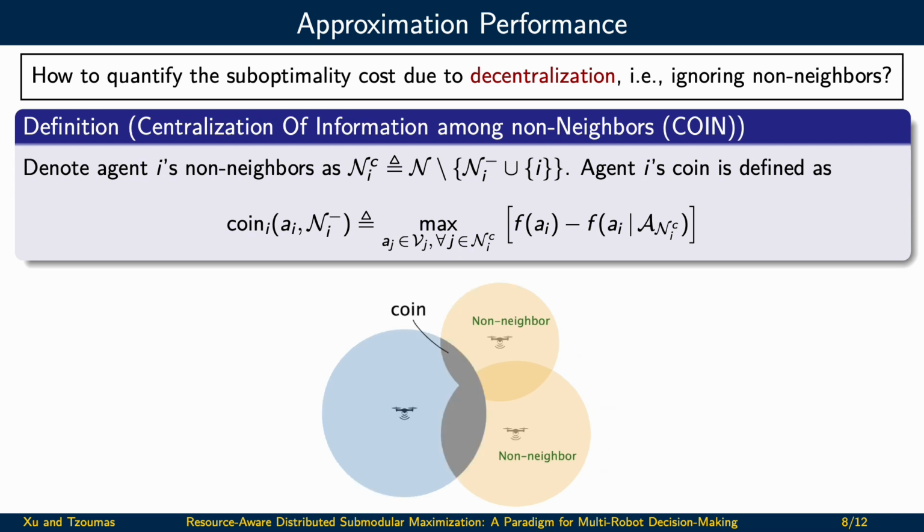But when I'm quite close to my non-neighbors, intuitively ignoring them will affect me. As this figure shows, now the gray area will be coin, which means if I ignore my non-neighbors, I may suffer some cost, and the amount of this cost will be no more than this gray area.